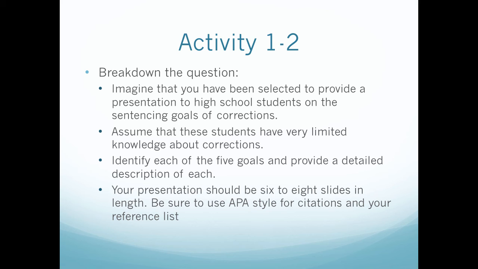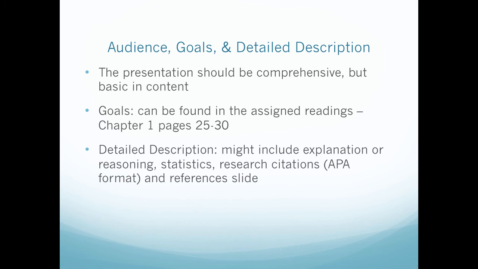That first part talks about the target audience, and it's a group of high school students. The second part of that is they have a very limited knowledge about corrections. You need to identify the 5 goals of corrections and provide a detailed description of each. And then your presentation should be about 6 or 8 slides in length, and make sure you use APA format for your citations where you've quoted statistical information, definitions, articles, things like that, and then you need a reference page at the end.